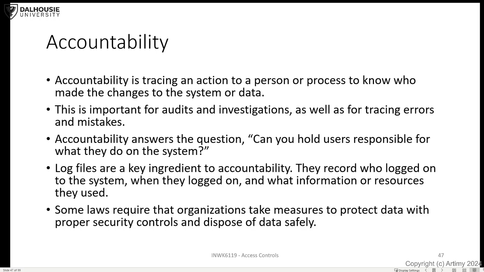A lot of regulations and standards require auditing, require that you provide the audit, so accountability and logging help with that as well. You go and look at the log files and see who did what, and you'll be able to trace and verify that the actions were legitimate and authorized. Right?